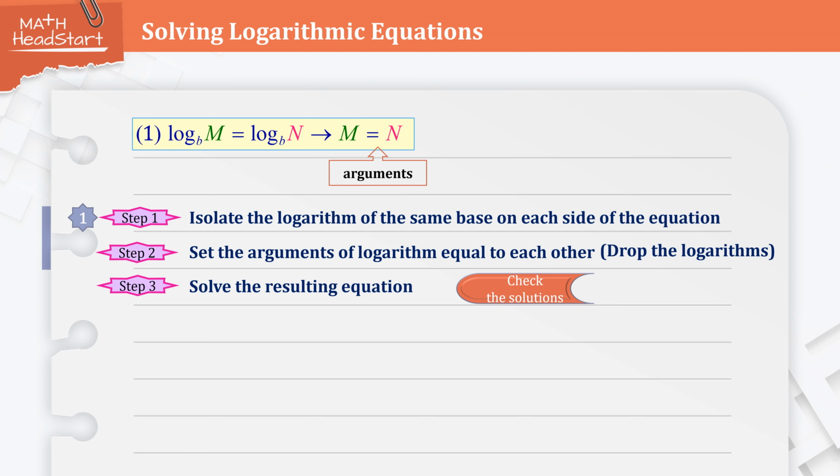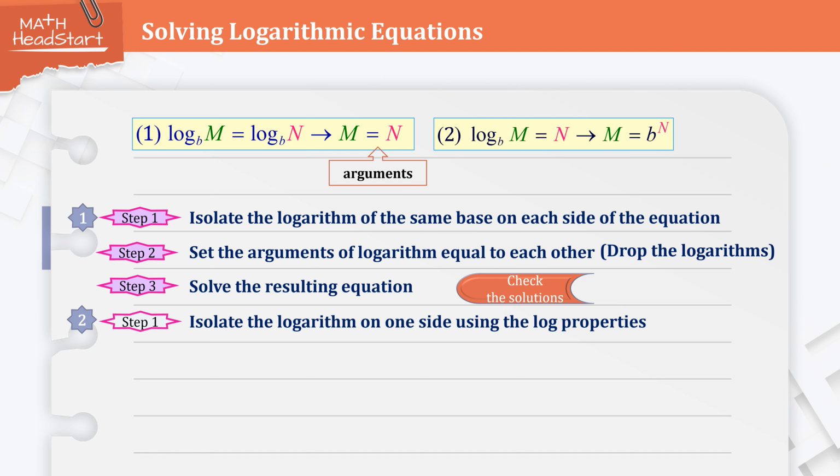If you do not see logarithms on both sides of the equation, then we need to use another method. Step 1. Isolate the logarithm on one side of the equation using the properties of logarithms. Step 2. Convert the logarithms into exponential form.